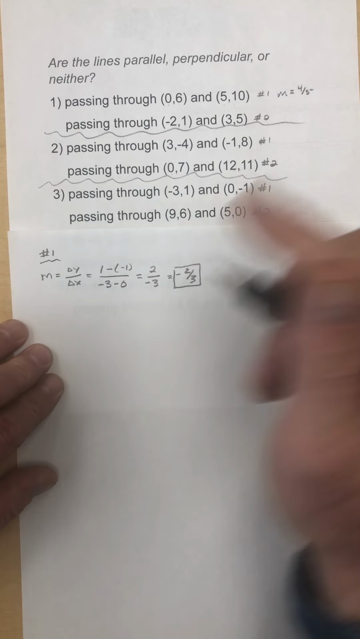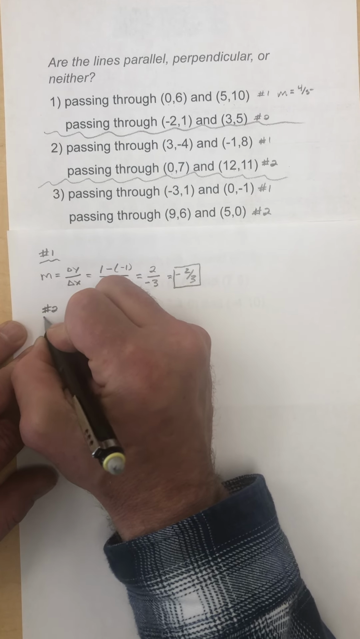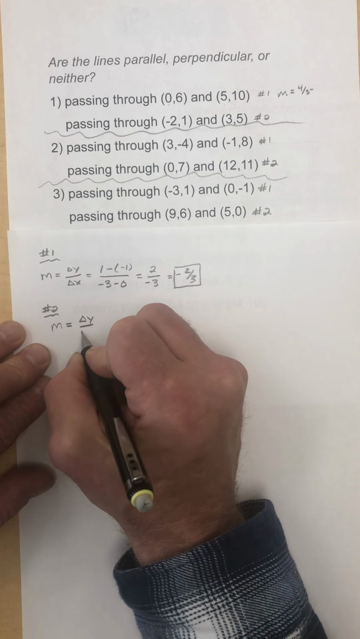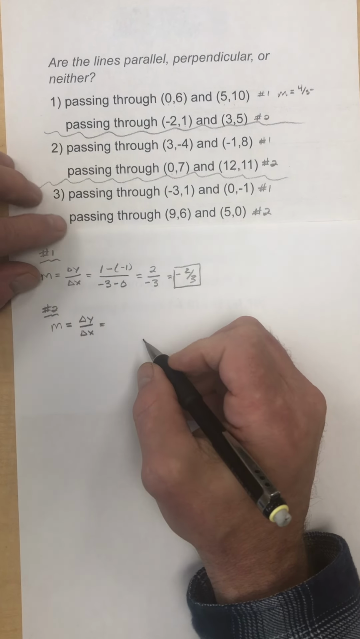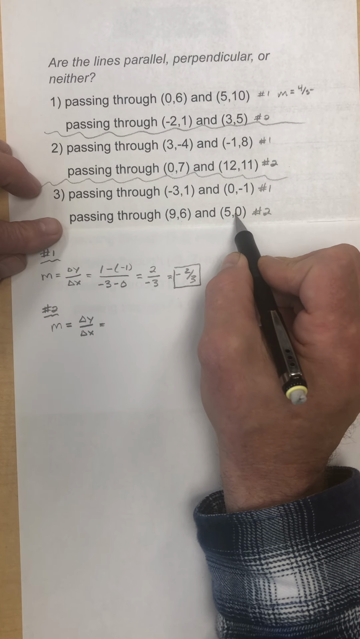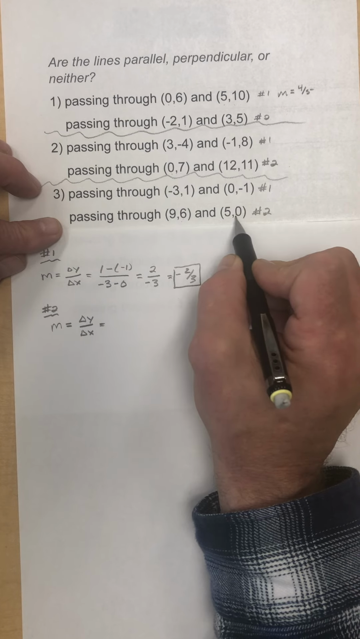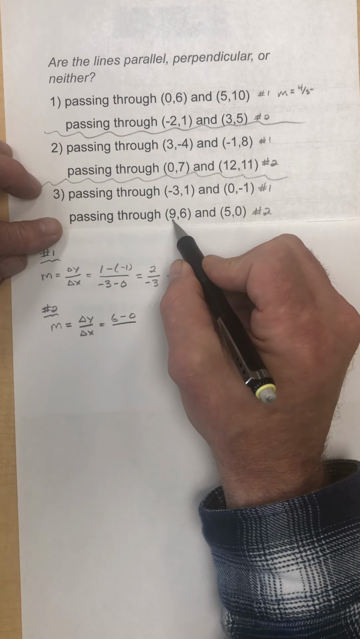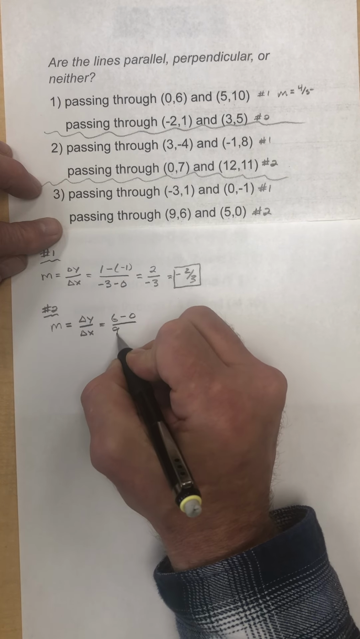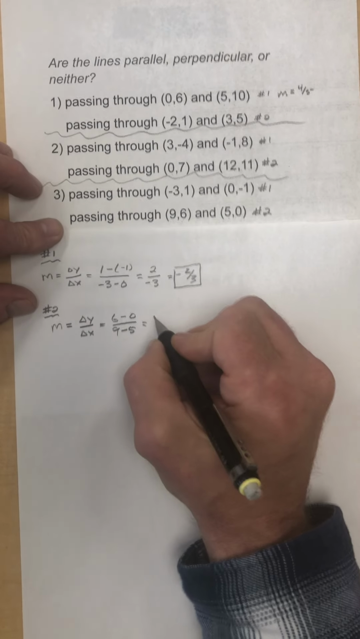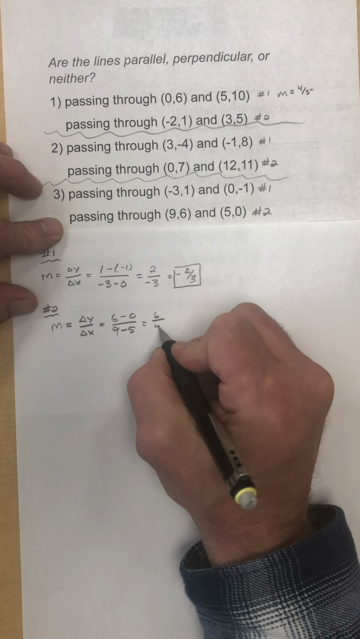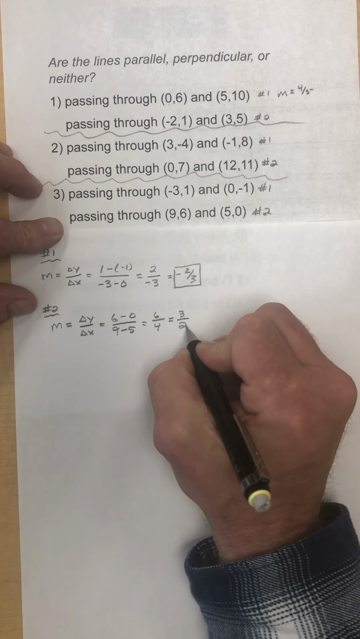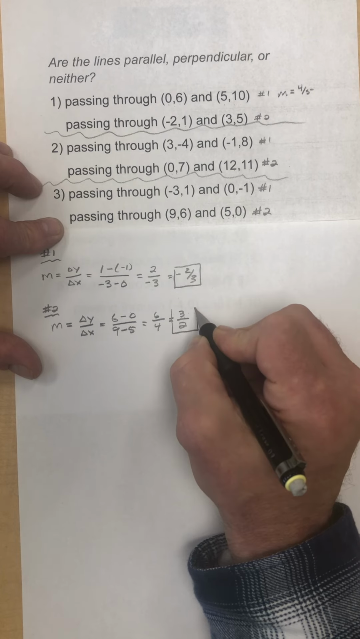Now I've got to do the slope of this second line, number 2. Again, my slope is delta y over delta x. I'm going to go these coordinates minus these coordinates. So my delta y would be 6 minus 0, then my delta x would be 9 minus 5. So I'm going to get a 6 over 4, which reduces down to a positive 3 halves.